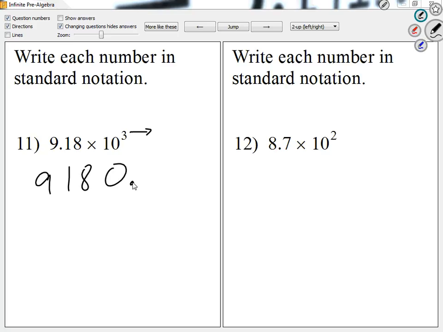All right, looking at this one, what do you guys get for number 12? 870. Right. We moved it 2 places to the right as well because it was a positive exponent, so 870. But I'm not writing the decimal because it's at the end. Once again, if I don't see a decimal, I'm assuming it's at the end. We can write it like we did in number 11, or we choose not to like in number 12. It's your choice. Any questions up until number 14?